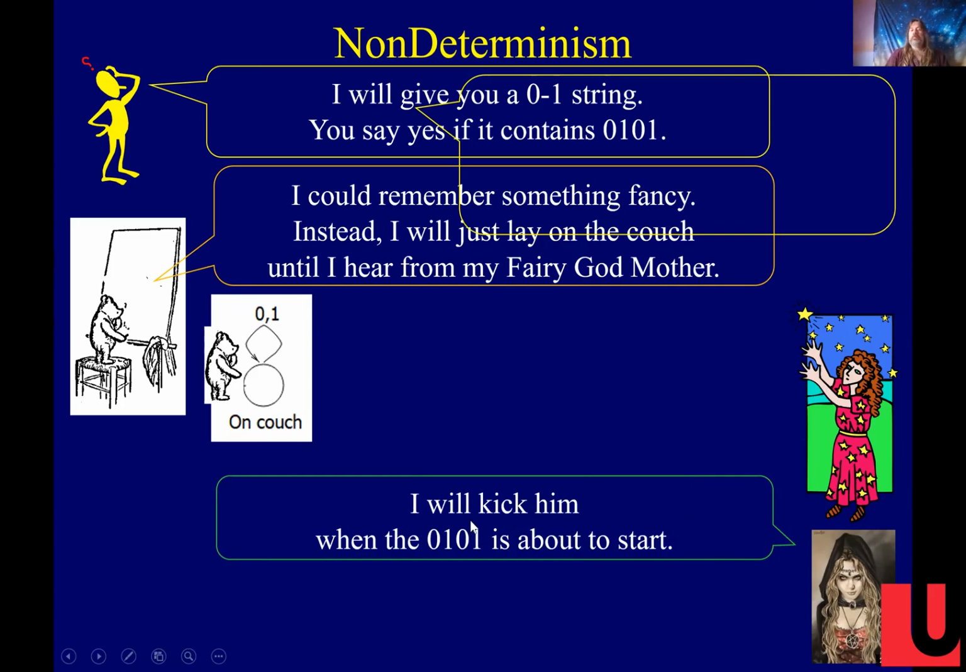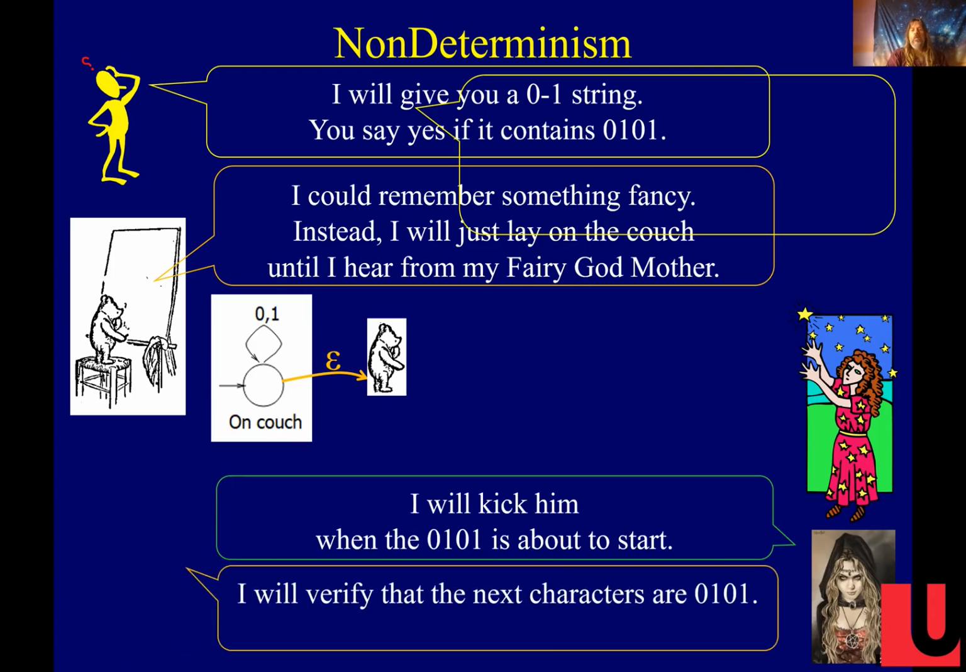She's going to kick him as soon as the 0, 1, 0, 1 is about to start. Right. She's going to let him sit on the couch. Then at some point she's going to kick him. And the way she's going to kick him is she's going to push him along an epsilon edge, right? She just pushes him. Now he's not on the couch anymore, right?